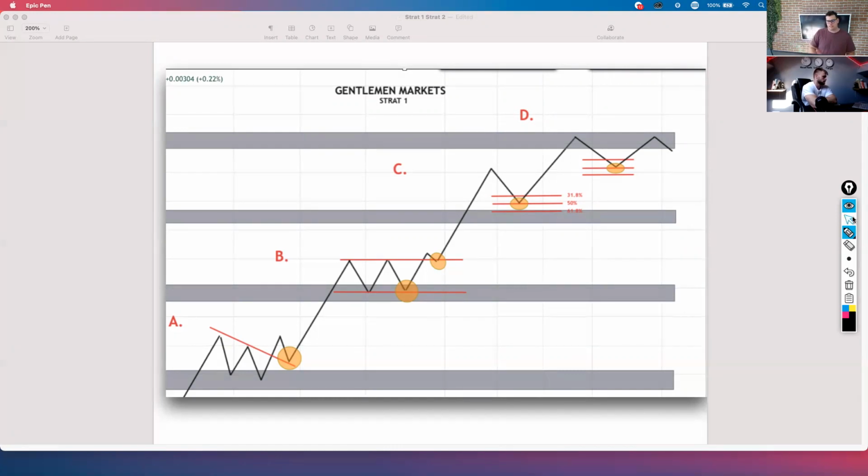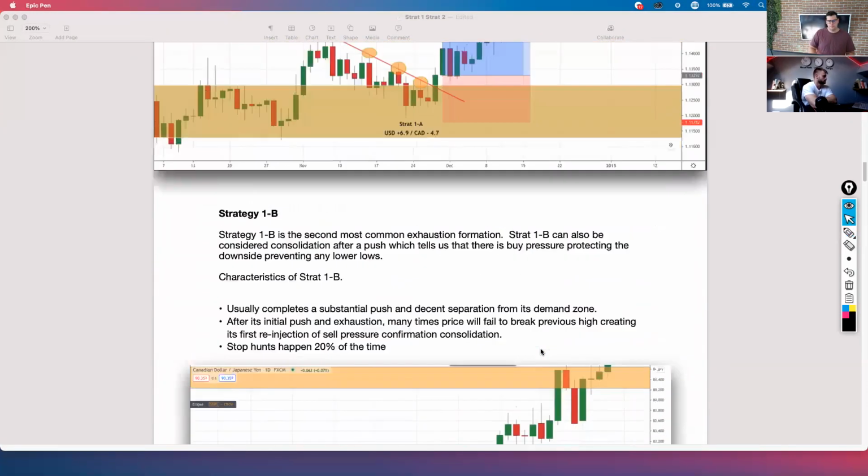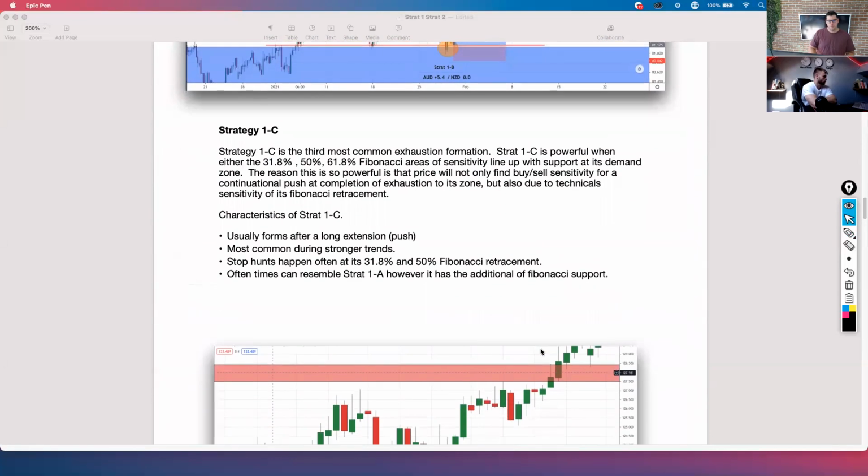Okay, let's go to 1C. Strategy 1C is the third most common exhaustion formation. Strat 1C is powerful when the 38.2, 50, and 61.8 Fibonacci sensitivity lines up with support and its demand zone.